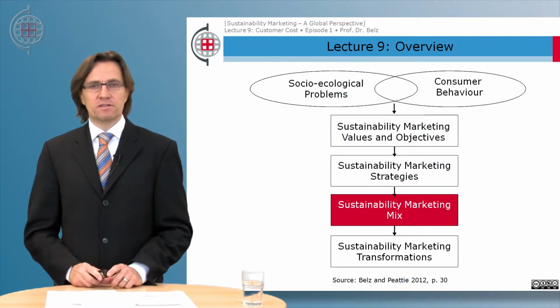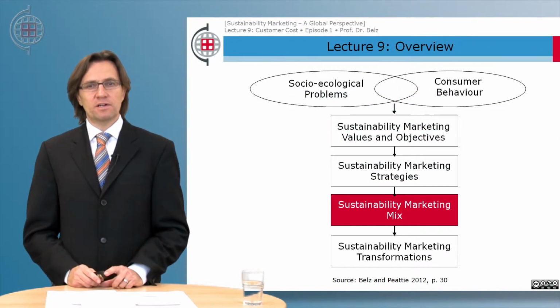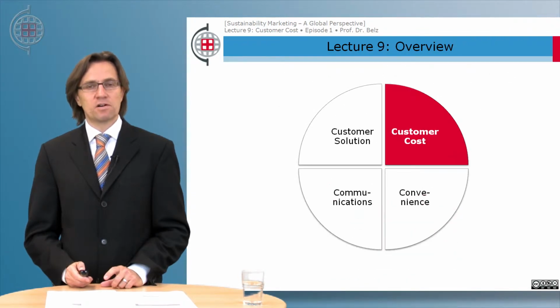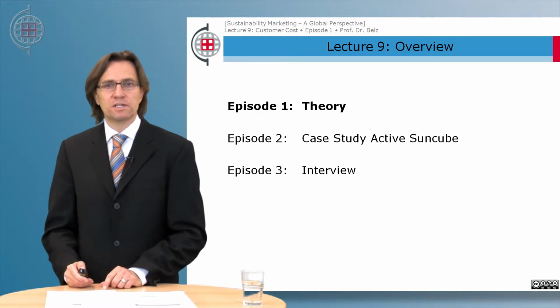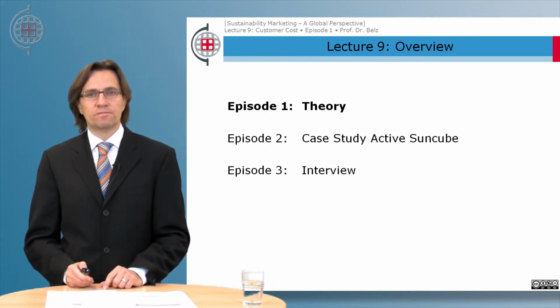In this chapter, we will cover the sustainability marketing mix and the second C of the 4 Cs, which is customer cost. We will start with a theory of customer cost.